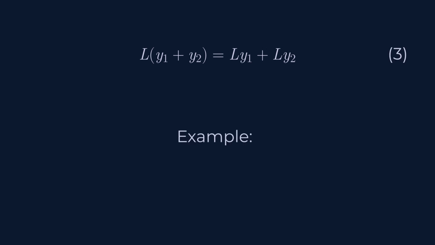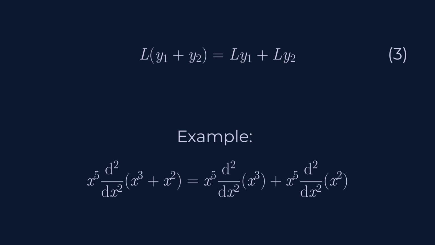There's also the additive property, where if we apply a linear operator to a sum of two functions, it is the same as adding those operators applied to those functions individually. So an example of this would be something like this, where our linear operator L is equal to x to the 5 times the second order derivative with respect to x. And suppose we apply that to x cubed plus x squared. Now what we can do in this case is simply apply this operator to x cubed and x squared individually and then add those results together.